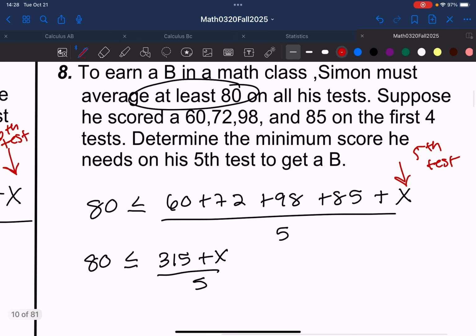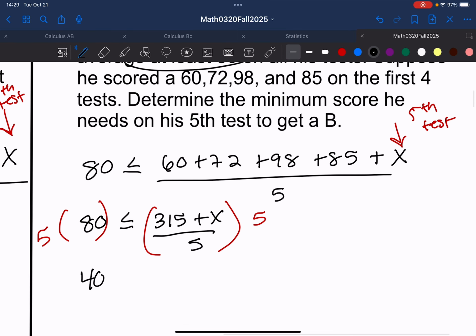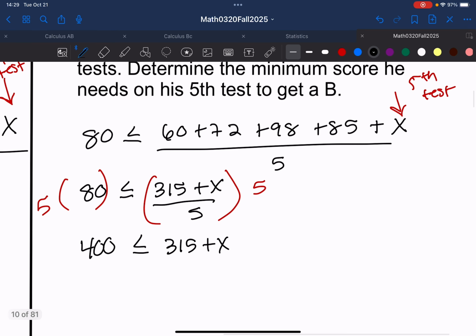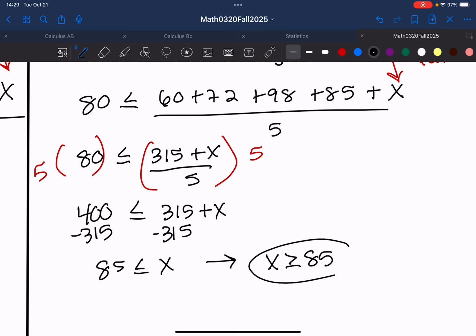I am going to multiply both sides by 5. So I get 400 is less than or equal to 315 plus x. Subtract 315 from both sides, and I get 85 is less than or equal to x. Proper notation means x is greater than or equal to 85, which means he needs to score at least an 85 on his next test to get a B in the class.